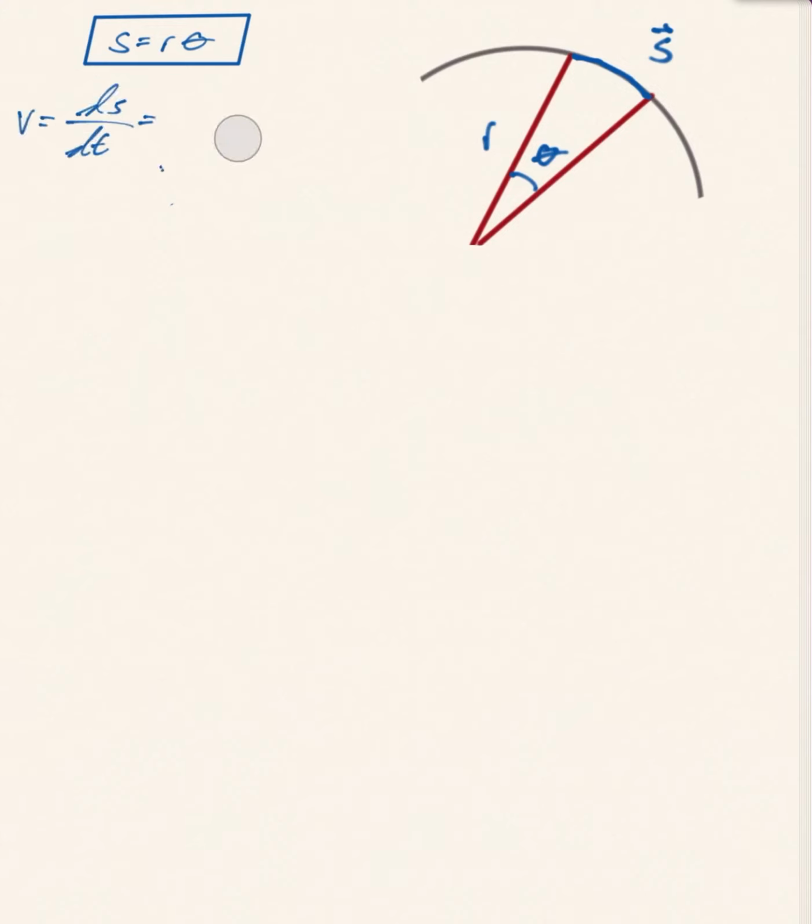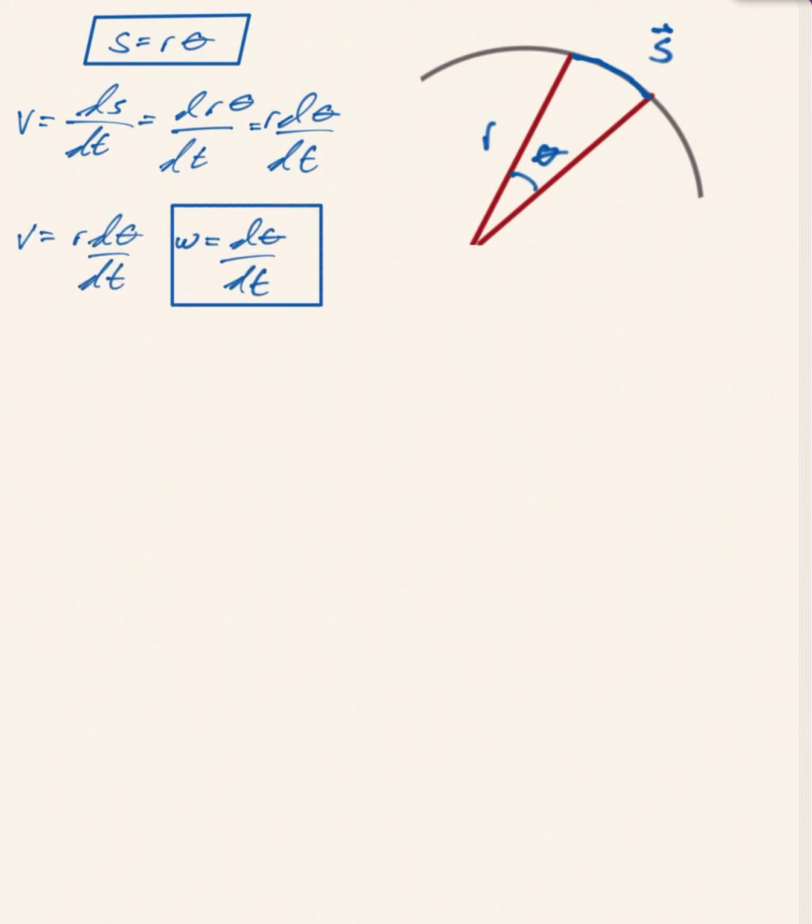We have that our linear speed is ds dt. So putting in the definition that we just arrived to, ds dt becomes d(r theta) dt. Now, like I said, we can consider r to be constant over a small piece of the trajectory. So then that r can come out of the derivative, and our linear speed becomes r d theta dt.